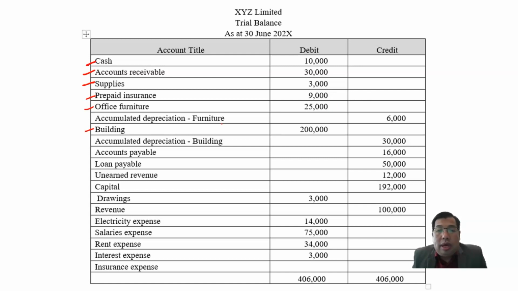And then we also have another account here, accumulated depreciation for building, 30,000. This is the contra account for building, so you're going to minus this later on, 30,000. Okay, so all these are asset accounts.